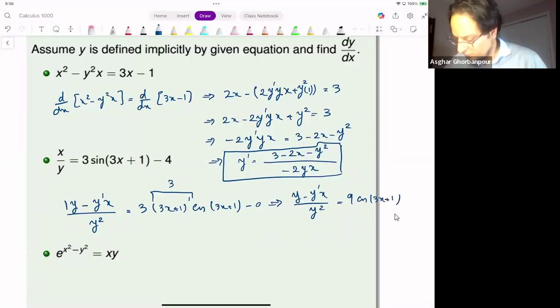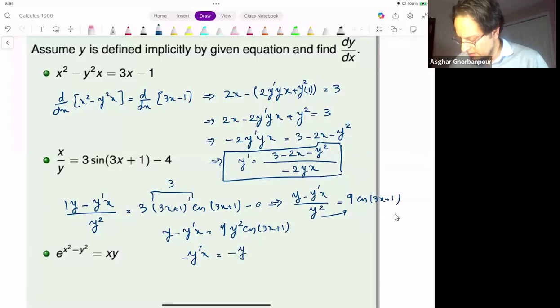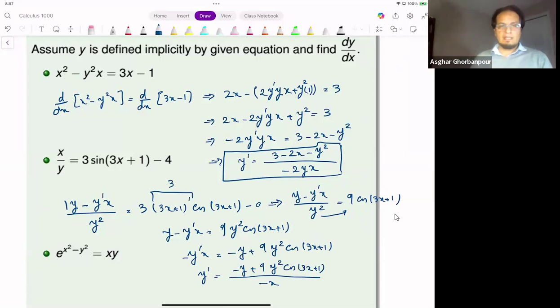Now I have to solve it for y prime. Yes, sometimes it is not straightforward. You multiply that y squared to the other side, and then take the term without y prime to the other side. Then divide the whole thing by the coefficient of y prime. And that's it.